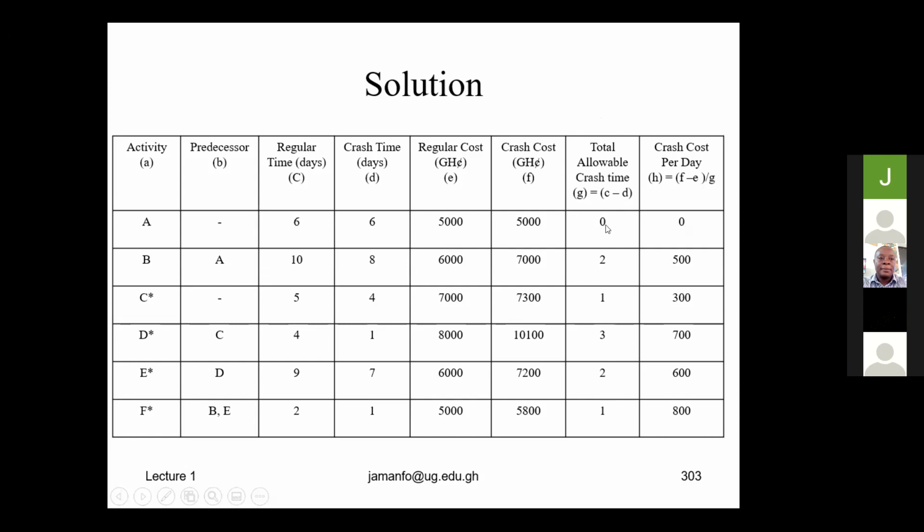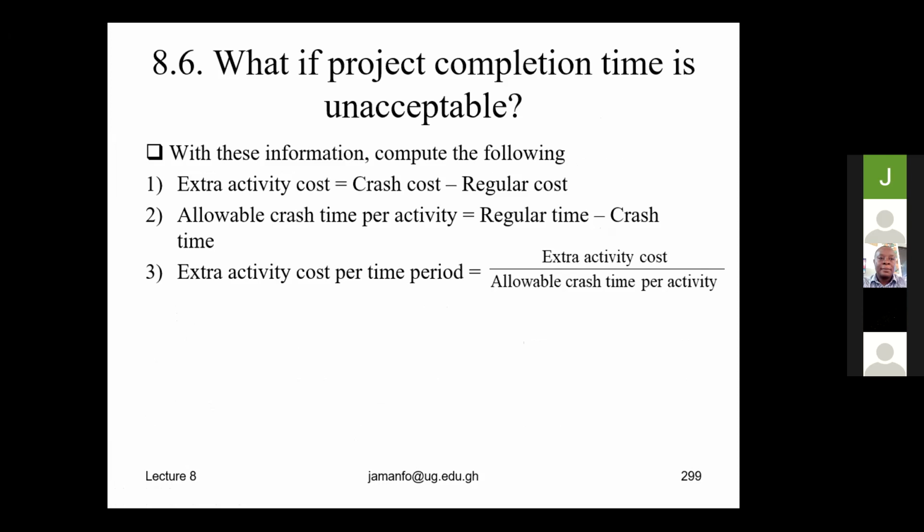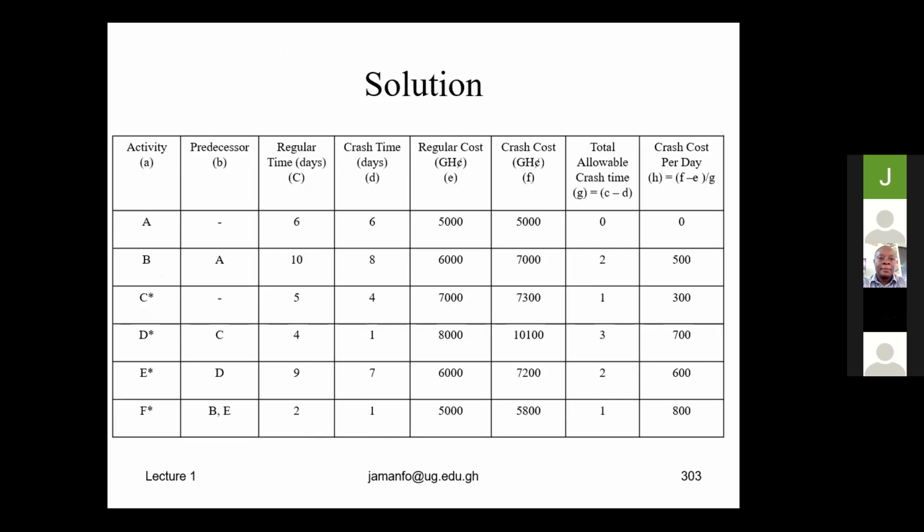So let's start from the zero. If we want to compute the total allowable crash time, the formula says regular time minus crash time. So we go back here. The reason why we got a zero is the regular time minus the crash time. Regular time is 6 days, crash time is 6 days. So 6 minus 6 will give you 0.